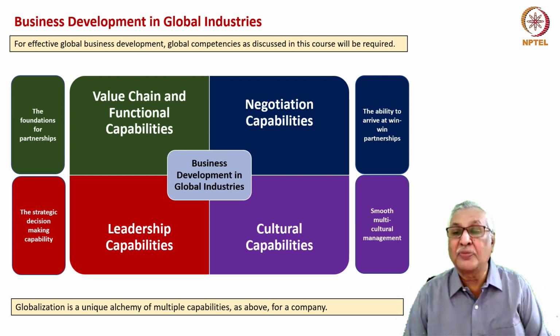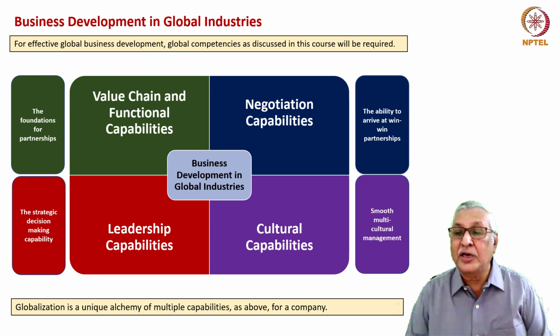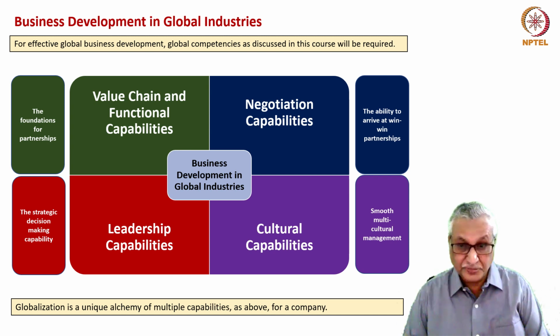Second, negotiation capabilities. The ability to arrive at win-win partnerships is the next capability that will support globalization. Third, cultural capabilities. Smooth multicultural management would be one of the important factors of globalization. And finally, leadership capabilities. The strategic decision making capability of leaders of India Inc. will drive globalization in a significant manner. Globalization is a unique alchemy of multiple capabilities as above for a company.